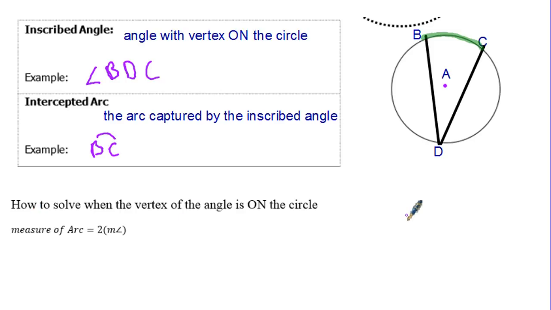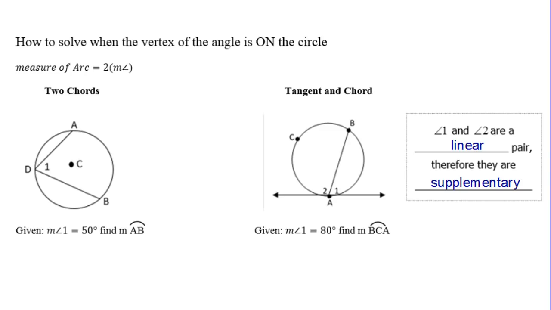We talked last section that central angles have the same measurement as the arcs that they intercept. Inscribed angles have a little bit of a different formula. Basically, the measure of arc BC is going to be equal to 2 times the measure of the angle. Or in other words, the angle will be half the measure of the arc. So if we take a look at some examples of how this might look, this is how we would solve it with the angle on the circle.